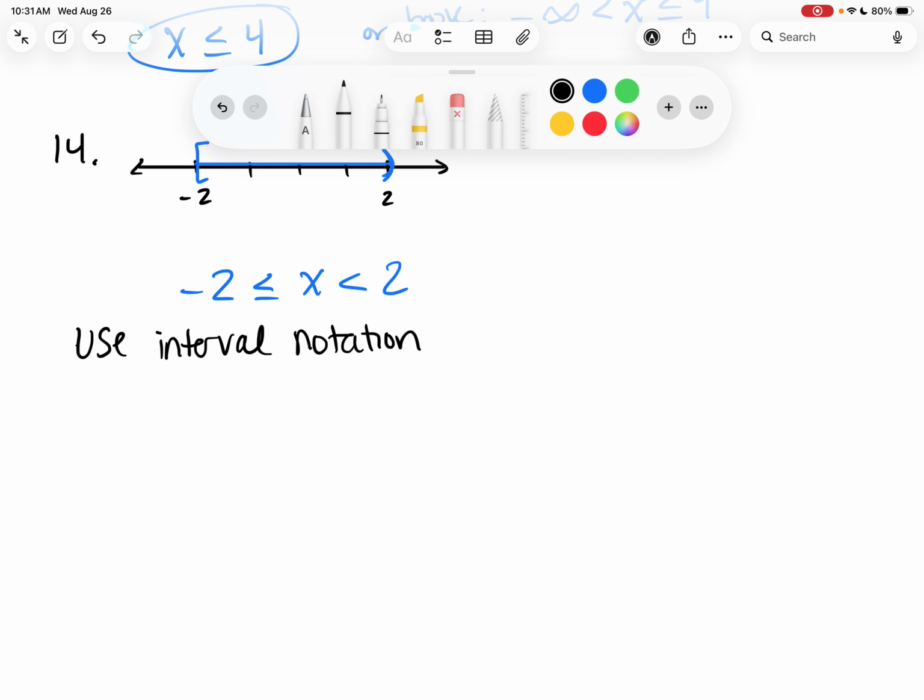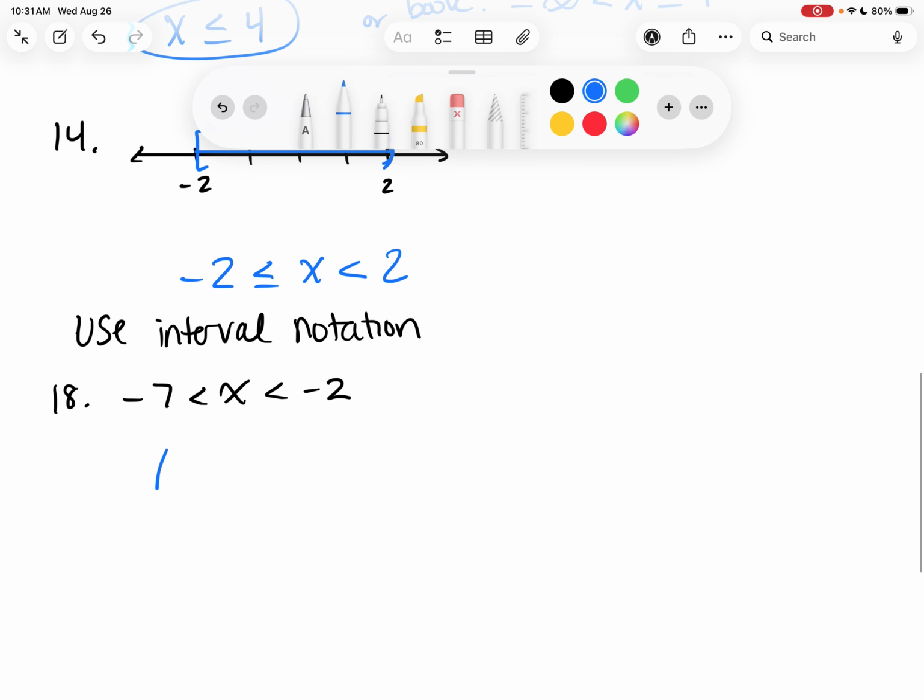Okay? So in use interval notation, they're not going to give you an interval to start with because we're going to be writing it that way. So number 18, -7 is less than x is less than -2. And I want to write this as an interval. Parentheses, -7, comma, -2, and parentheses.